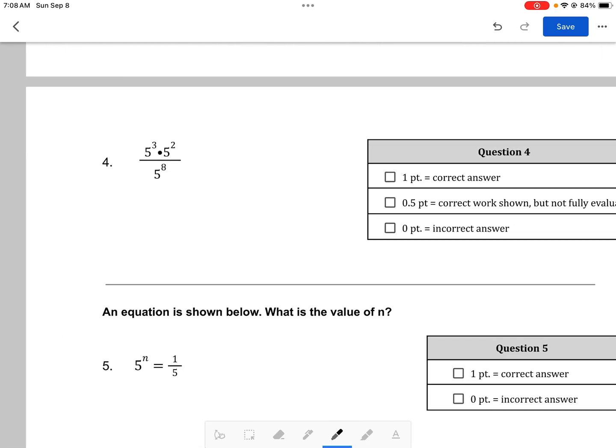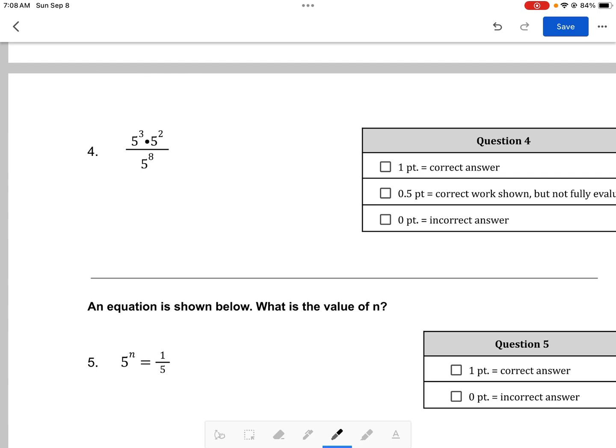Looking at number 4 on our next page, 5 cubed times 5 squared over 5 to the eighth. I'm going to do the top first. Remember, when I multiply like bases, I add the exponents. 3 plus 2 is 5, so this becomes 5 to the 5 over 5 to the eighth. When I divide like bases, I subtract the exponents. 5 minus 8 is 3. I'm going to leave my 1 on top and 5 to the third on the bottom, since it would end up being negative. 8 is bigger than 5, so that 5 to the third is going to stay in the denominator.